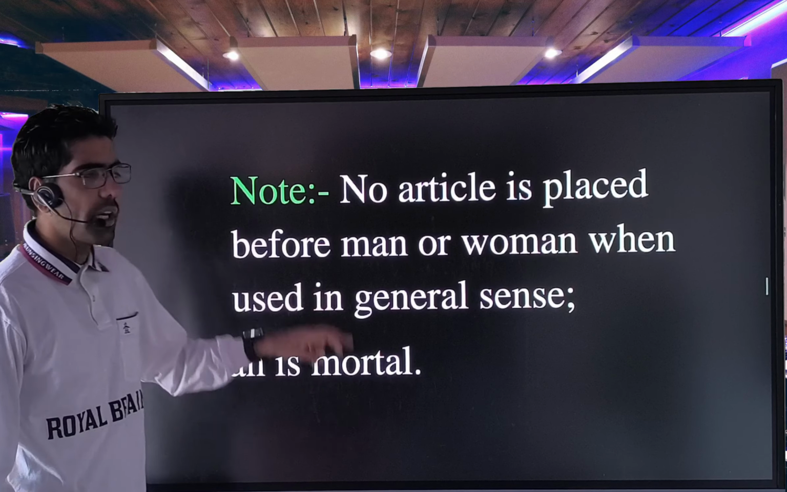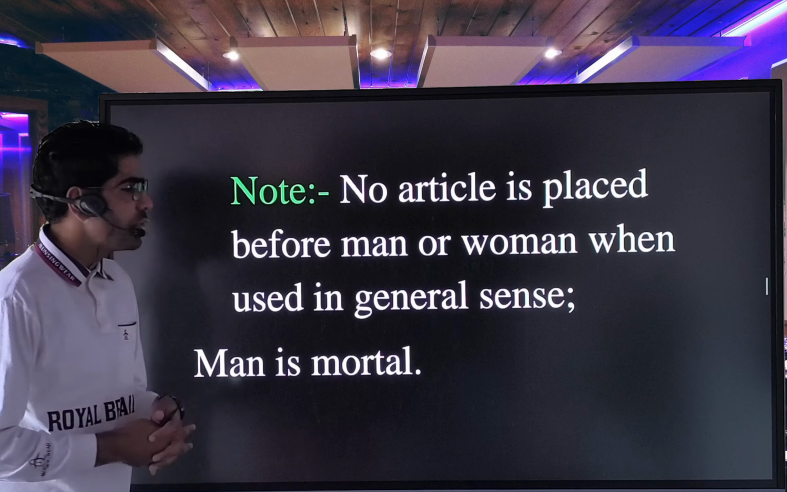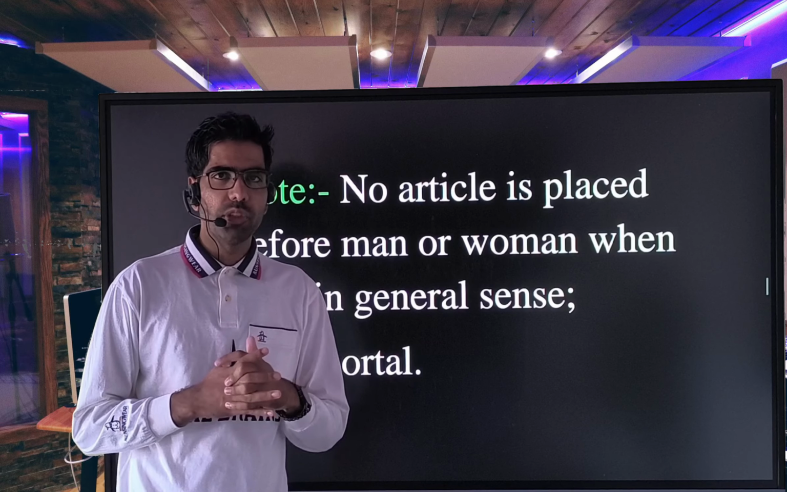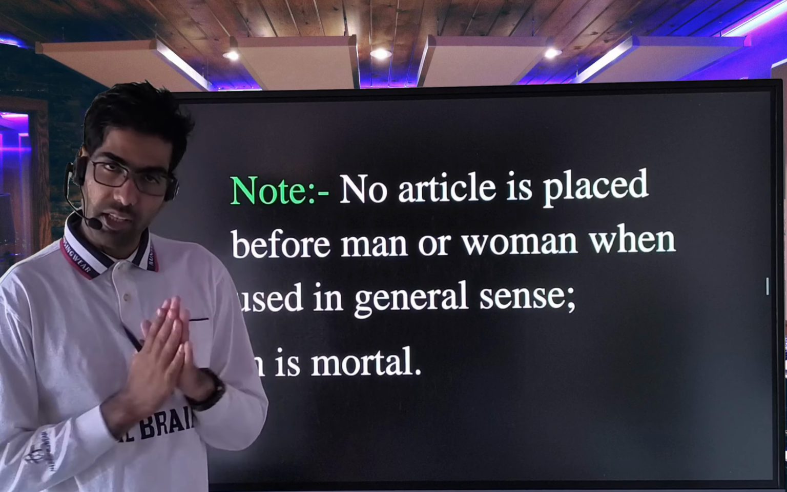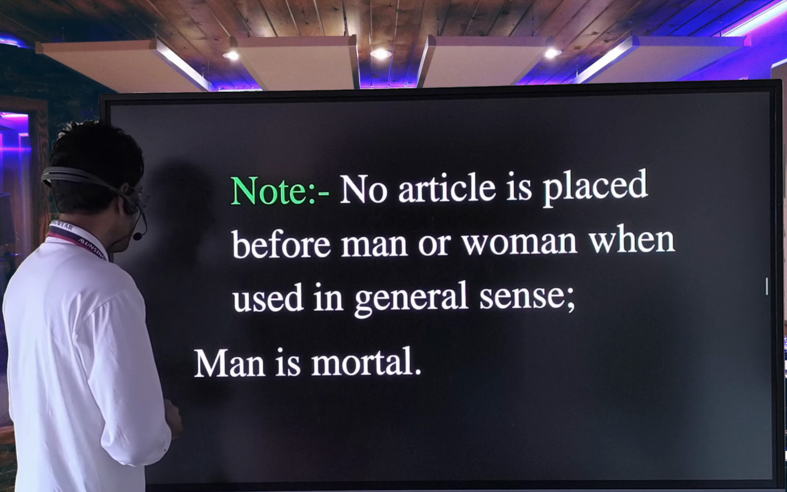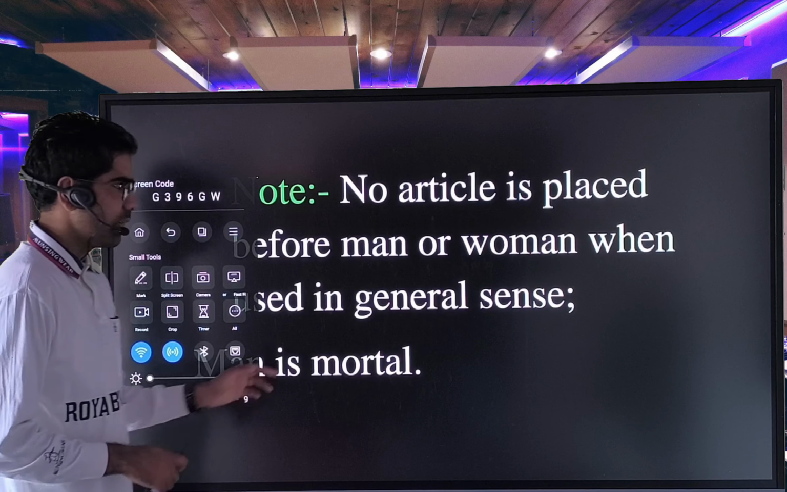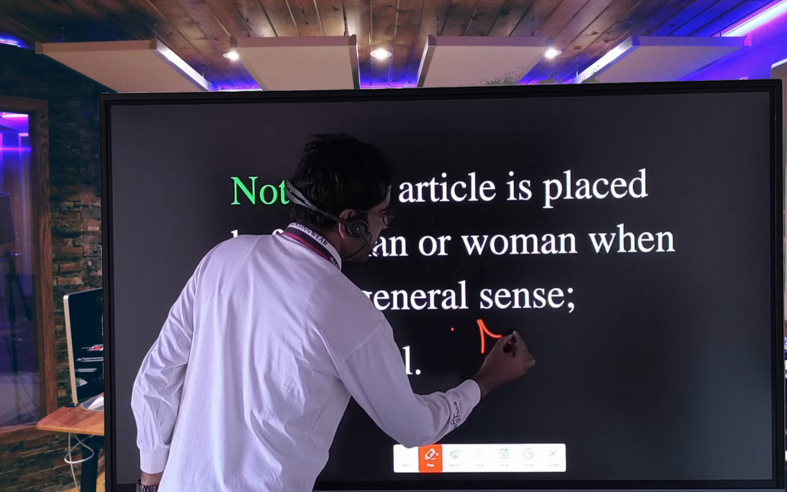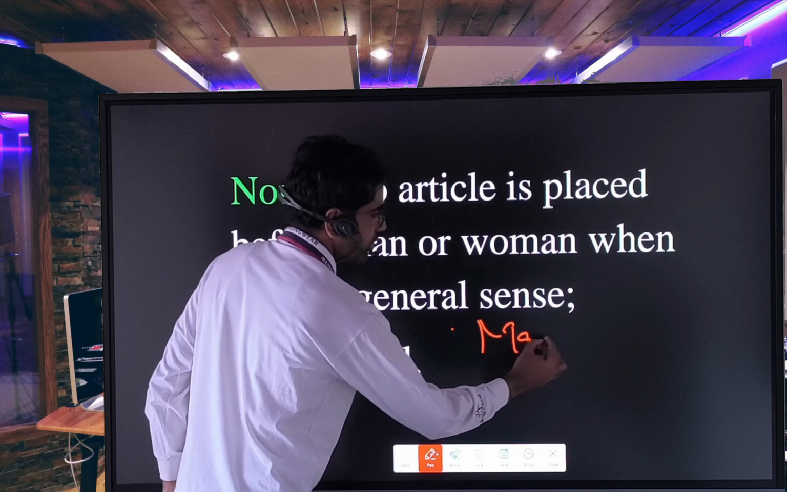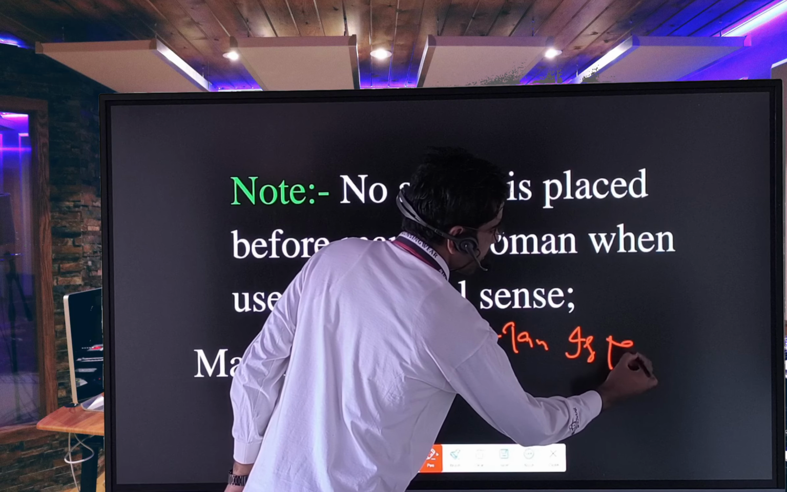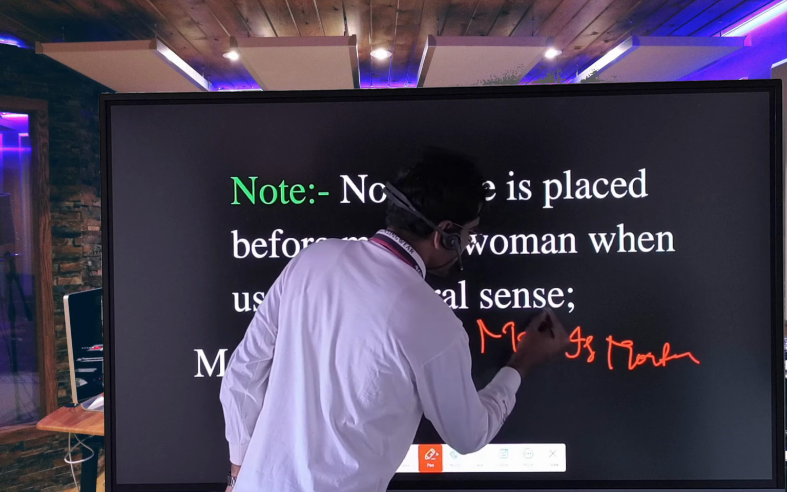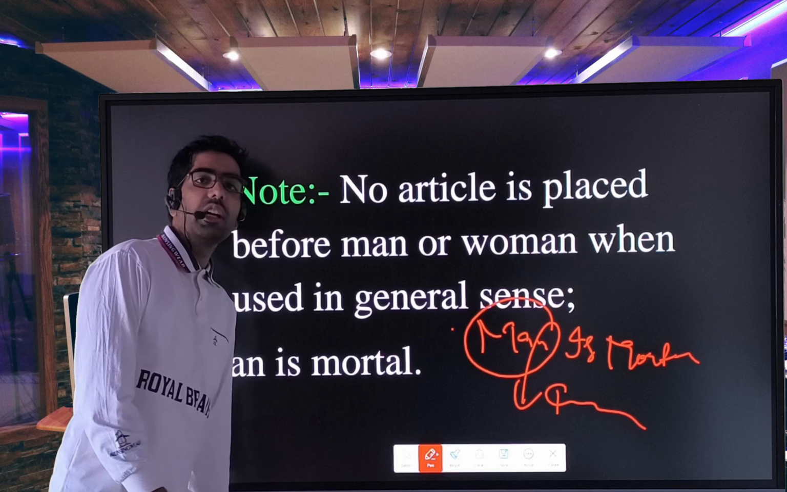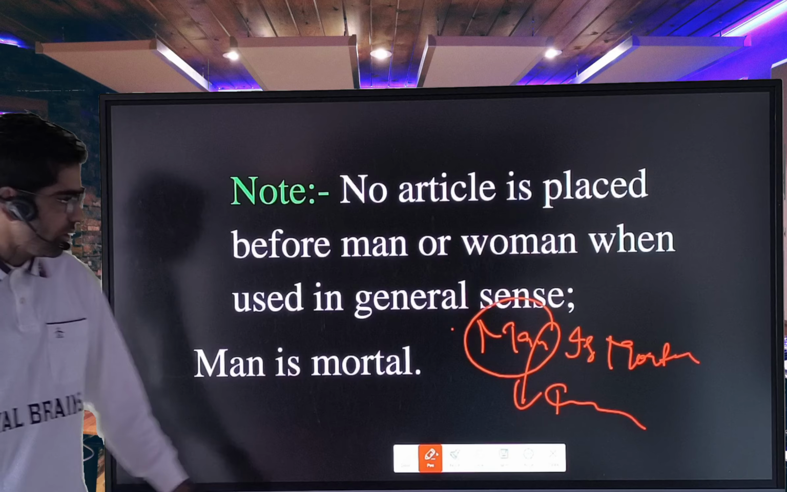But here is an exception: no article, dear student, is placed before man or woman when used in a general sense. जब हम man और woman word general sense में use करेंगे, वहाँ पे कोई भी article use नहीं करना है. For example, if I say man is mortal, I don't say any particular man. I say in general, जो इंसान होता है वो फानी होता है. Man is mortal. So that means this man is used in a general sense, so I don't have to use any article here. Got it?